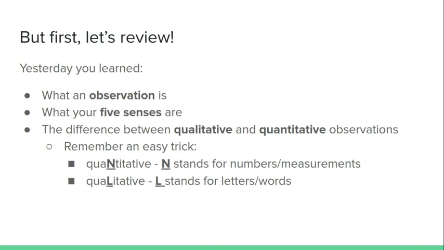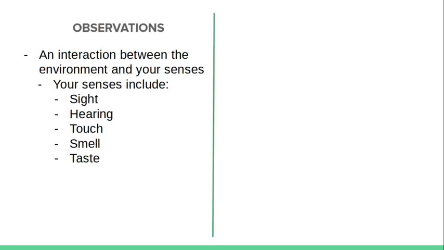If you don't remember that stuff, go back and look at the things that you should have seen yesterday and then come back here. But today we're talking all about inferences. So, observations. Remember, it's an interaction between the environment and your senses. So it's something that you're going to see, hear, touch, smell, or taste.